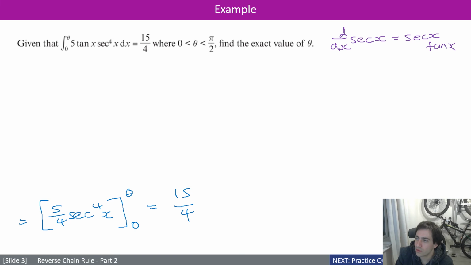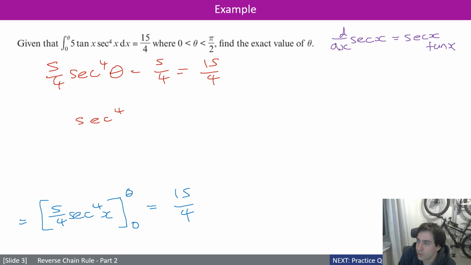So we've got 5 over 4 sec to the 4 of theta. And then what's sec of 0? Well, cos of 0 is 1. So sec of 0 is 1 over 1 is 1. So it's minus 5/4, equals 15 over 4. Let's multiply by 4, divide by 5, and we'll get sec to the 4 theta minus 1 equals 3. Sec to the 4 theta equals 4.